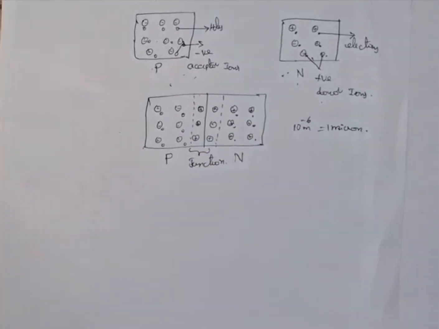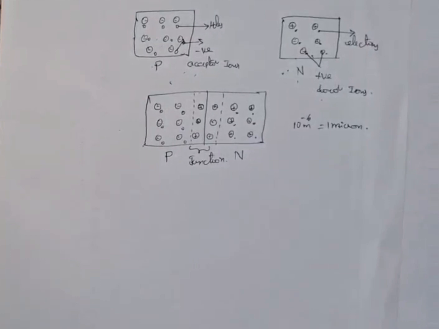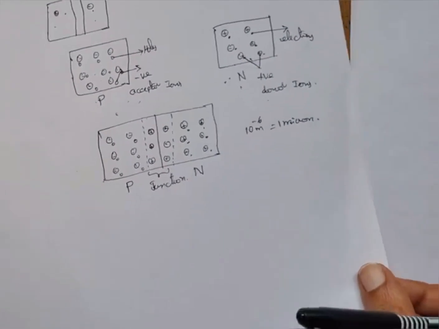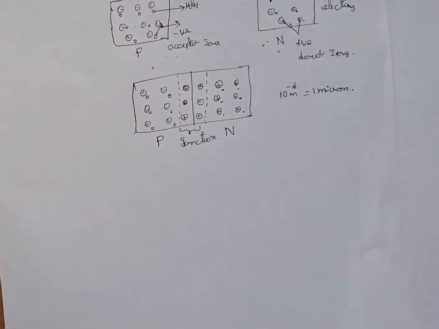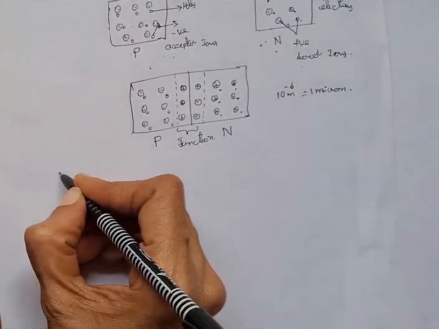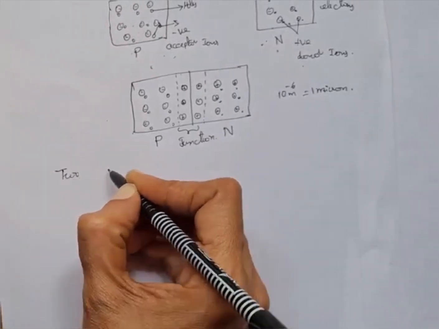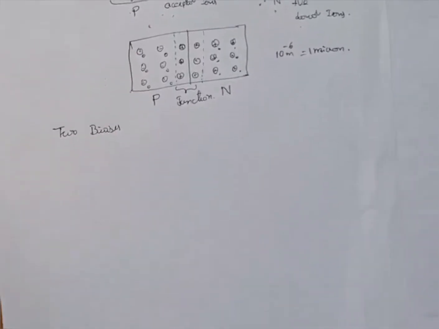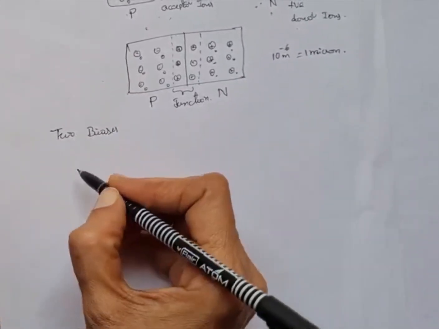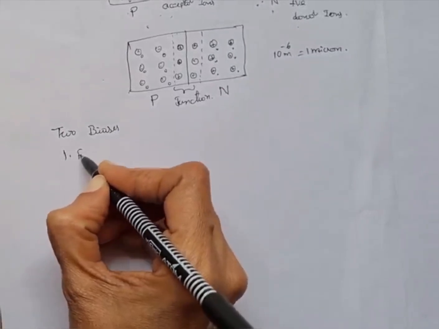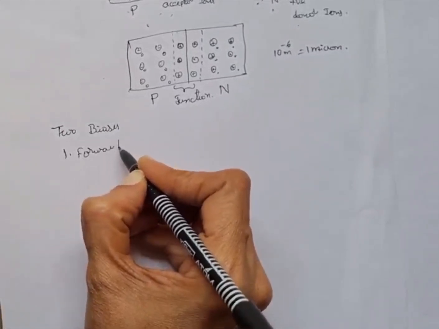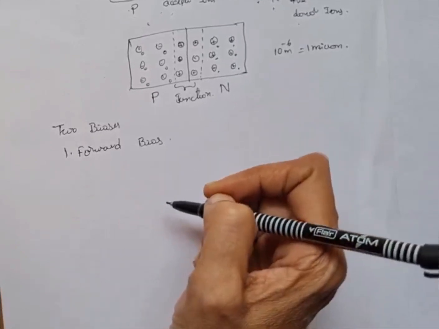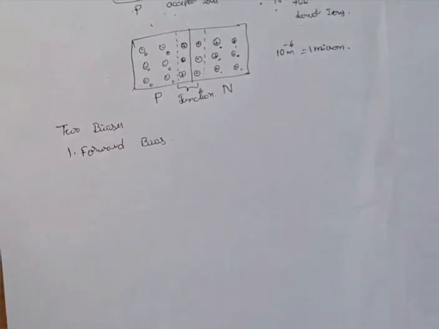This is the basics of the PN junction diode: what the PN junction is and how it forms. Now we will see how many types of biases there are in a junction. Two biases occur in a PN junction. What are they? One is forward bias, the other is reverse bias. Now we see what forward bias is, how it is applied, and how it works.